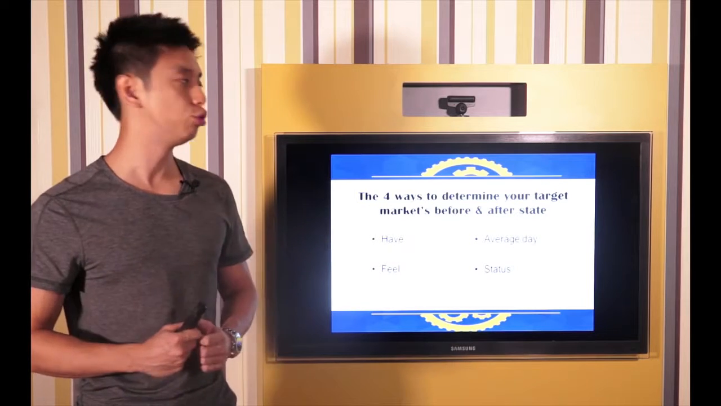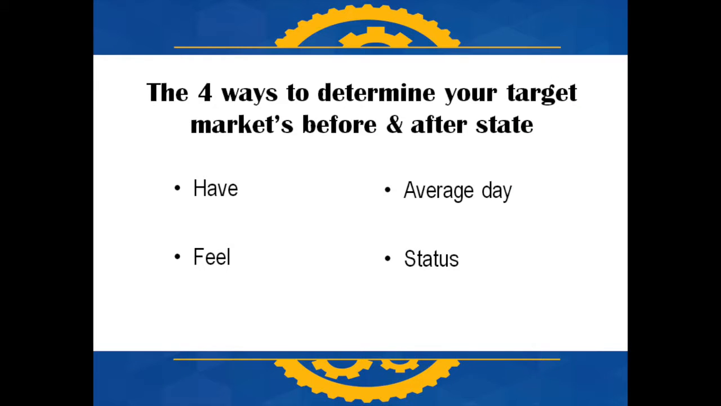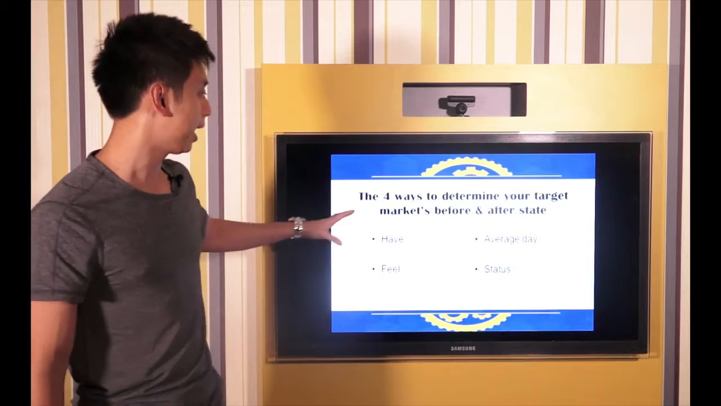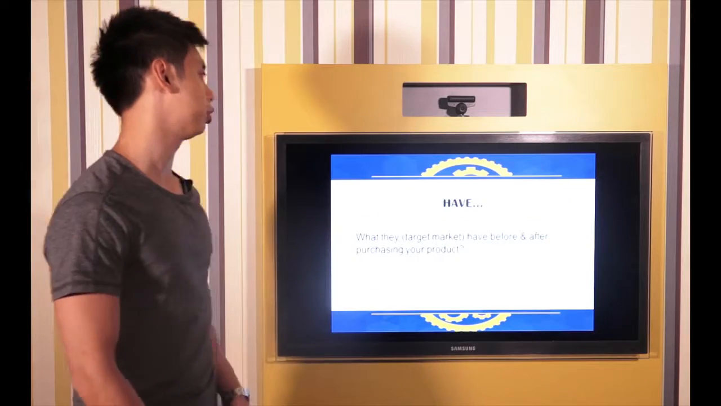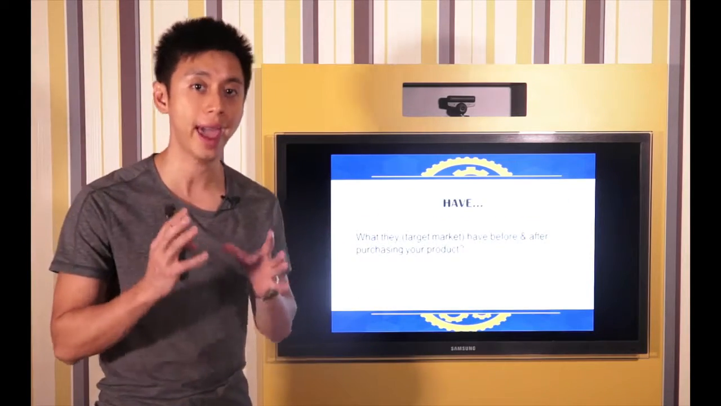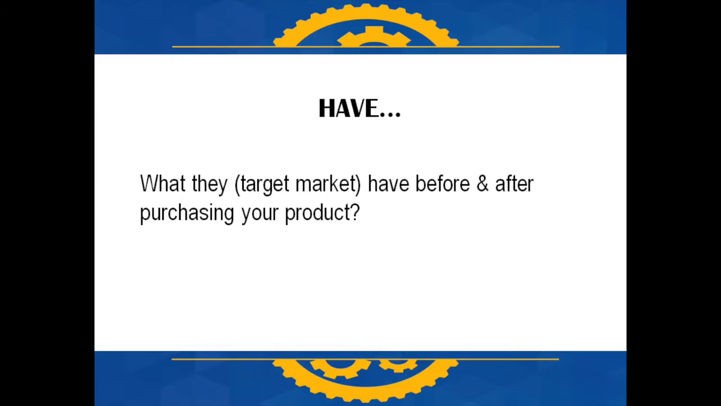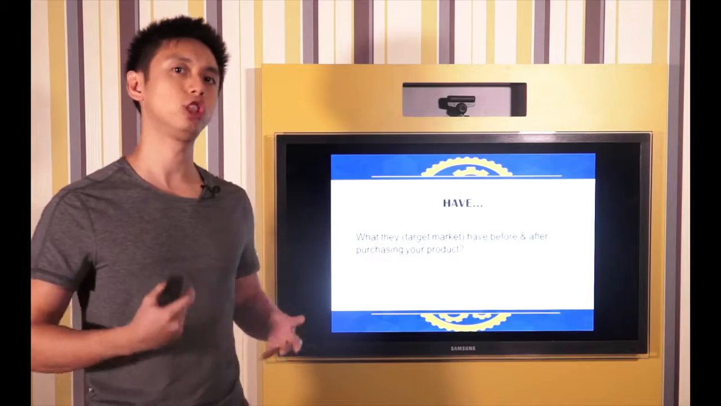So there's 4 ways to really determine your target market's before and after stage, and it comes to these 4 things. Let me begin with the first one. Number 1 would be the have. Now, why is this have so important? This is what they will have when they actually buy your product.